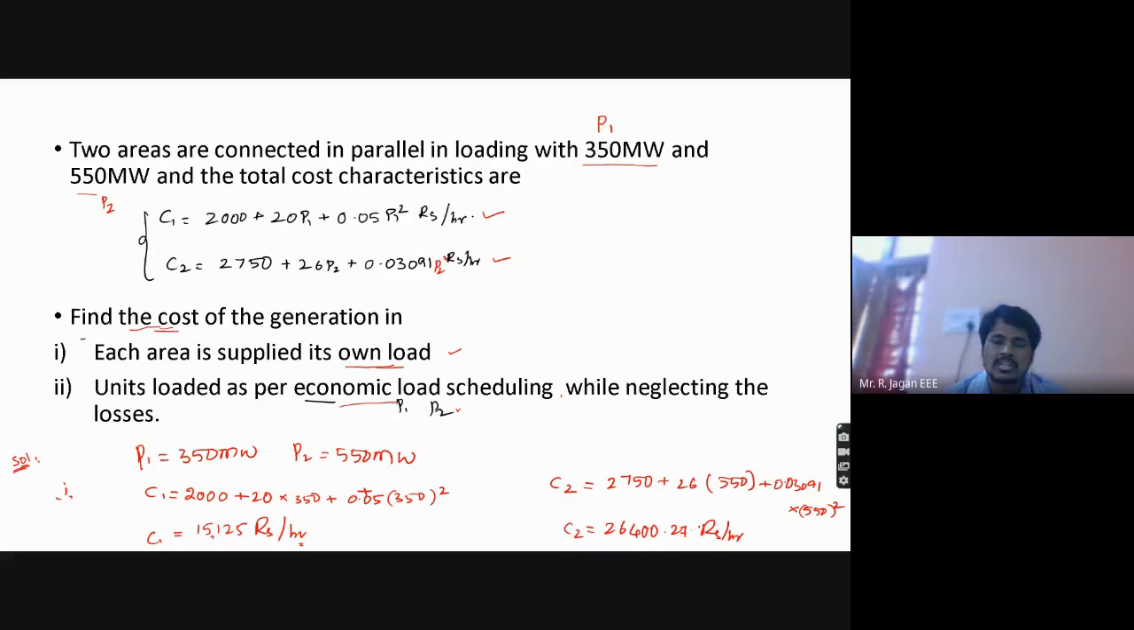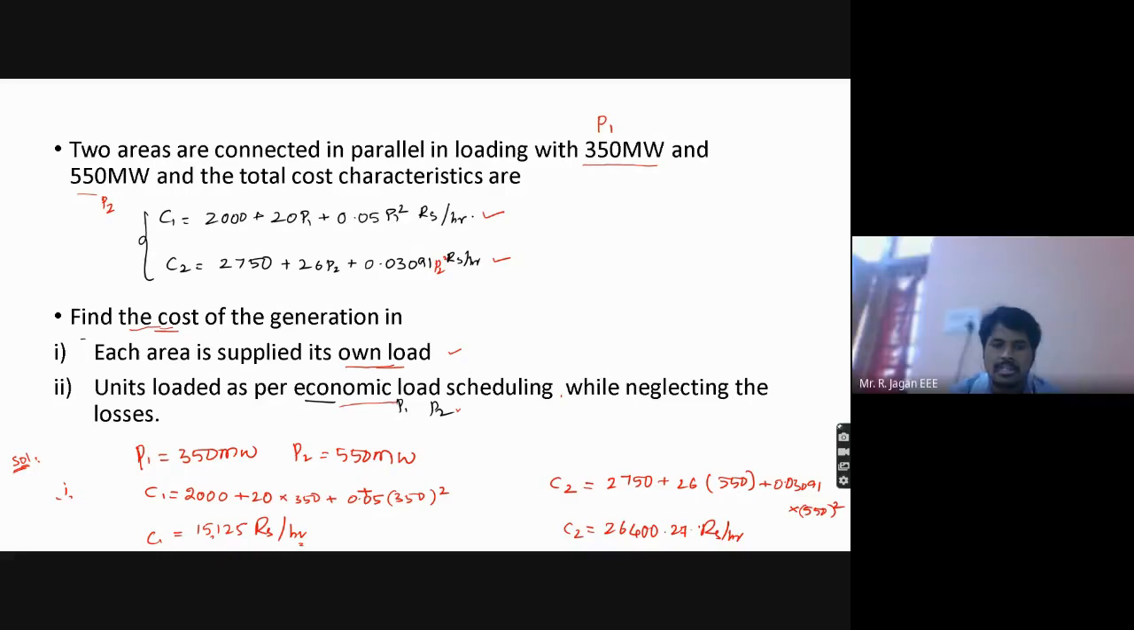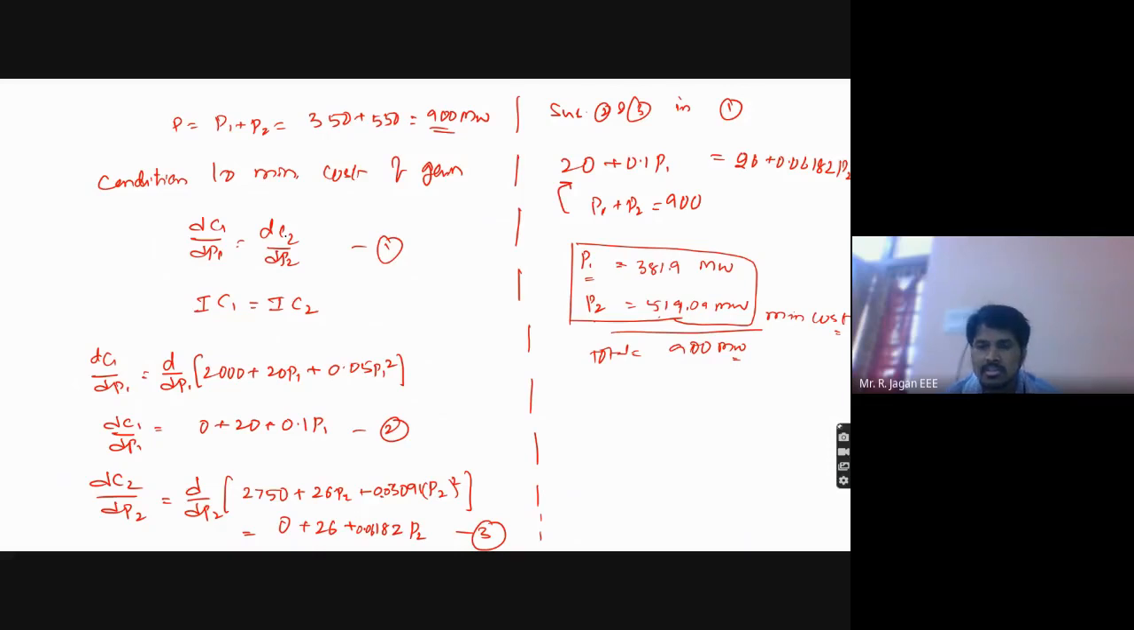Only one or two persons are responding. Right. Please find the value of C1. Till then, if anybody has any question, you can ask me. Later, don't claim that sir, this is not clear to me.